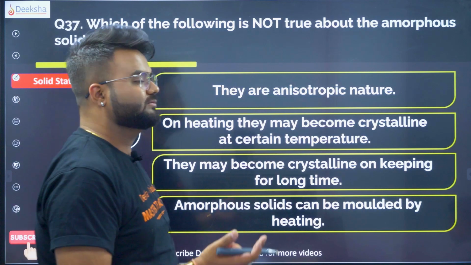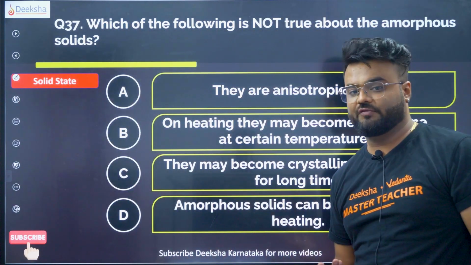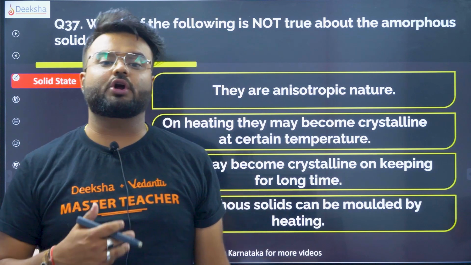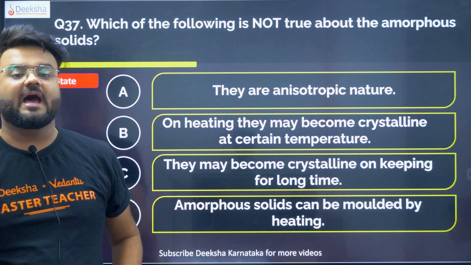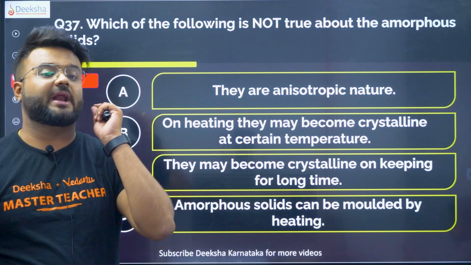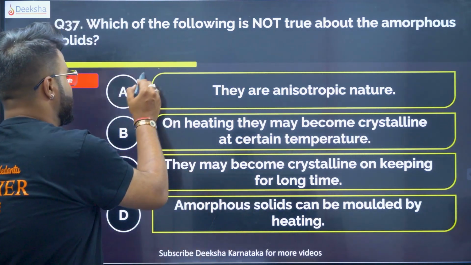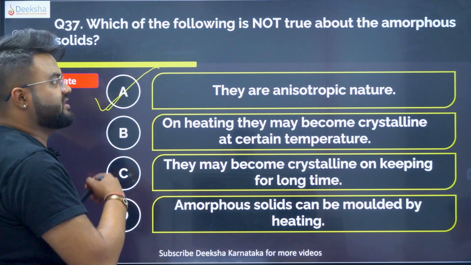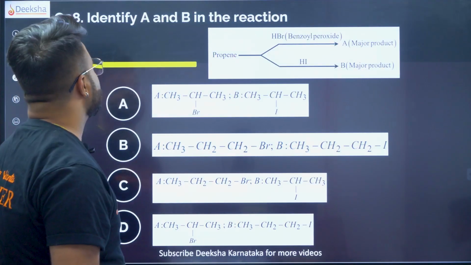Again, it is from the solid state, but you have studied the amorphous solids. Which of the following is not true about amorphous solids? Because they are isotropic in nature, not anisotropic. Therefore, option A is your correct answer, which is not true about amorphous solids.